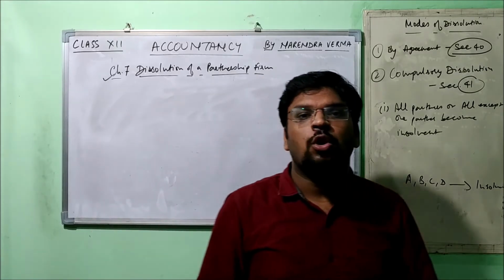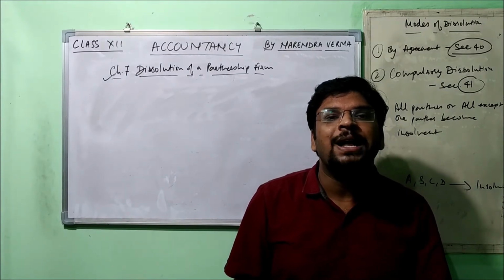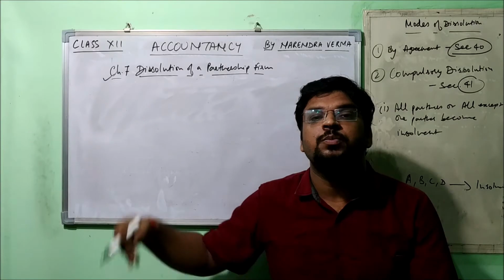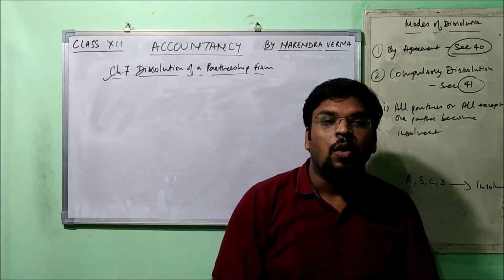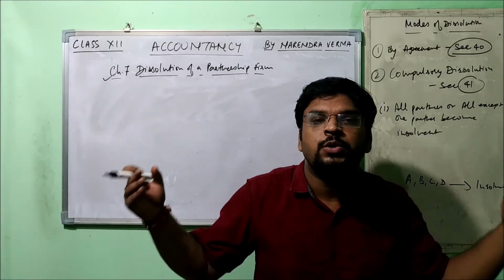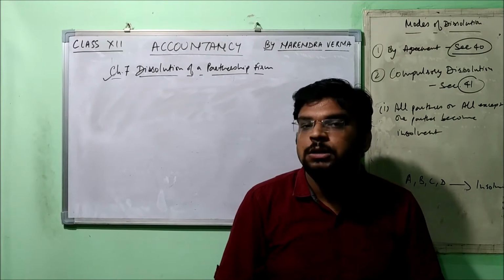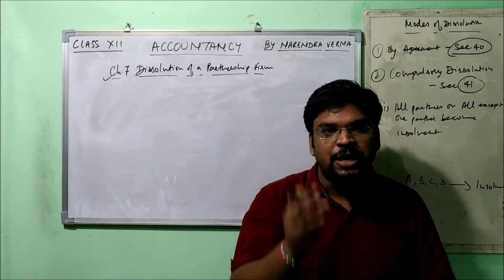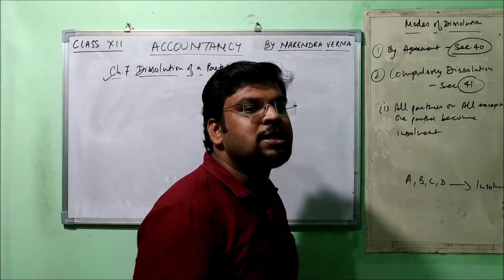What is the meaning of insolvent? Insolvent means the situation when a person is unable to pay his debt even after selling his personal property. All the partners have sold their personal properties, and they do not have the money to pay back. So in that situation, they cannot run the organization. That is why the firm is compulsorily dissolved.